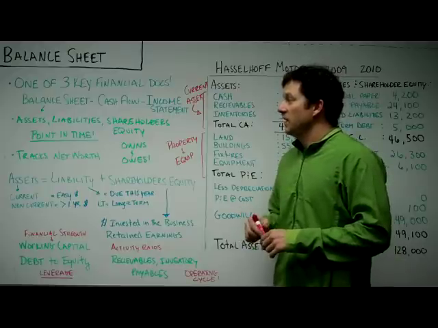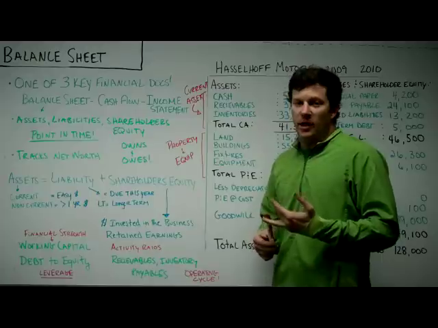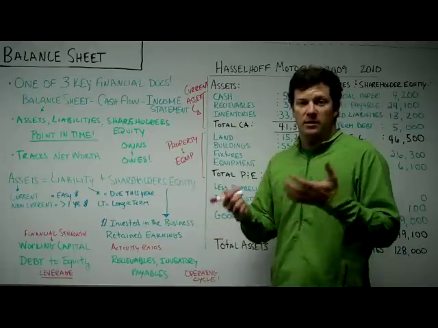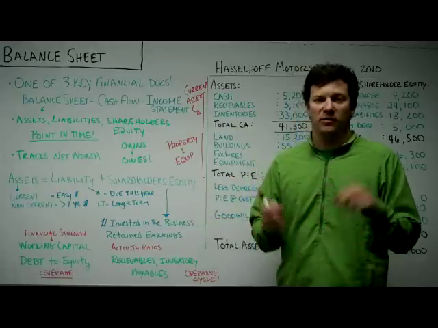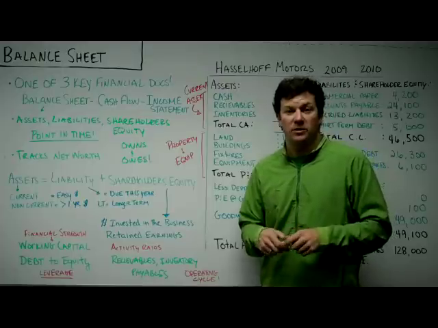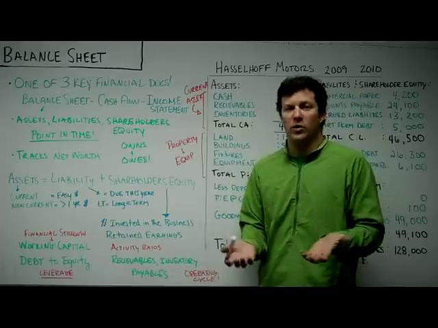The balance sheet shows assets, liabilities, and shareholders' equity. And it's important to understand that the balance sheet, as opposed to the income statement, is taken at a point in time. Think of it like a photograph of a financial point in time for a company. So it just shows you what they own and what they owe at one point in time.